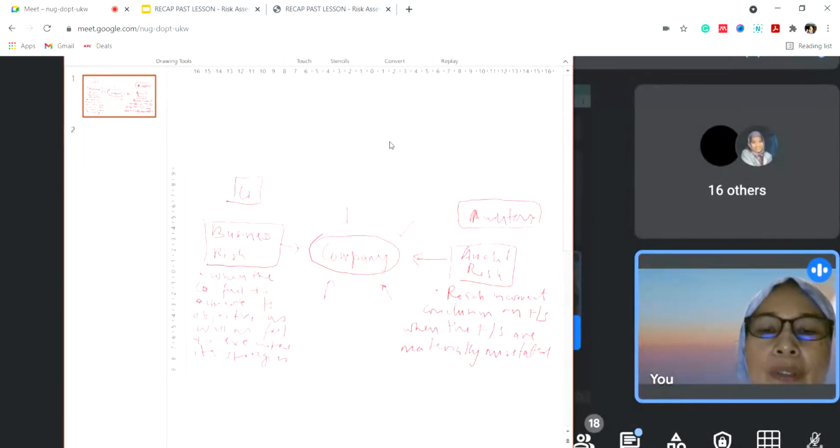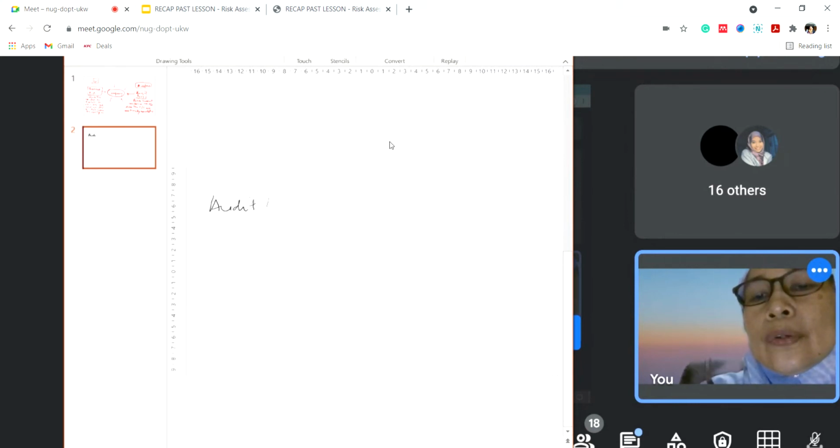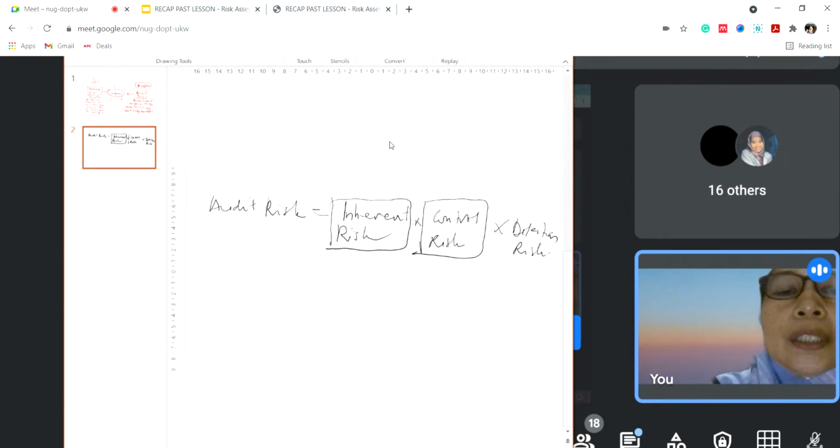When we talk about risk here, audit risk equals inherent risk times control risk times detection risk. Inherent risk, control risk, detection risk.